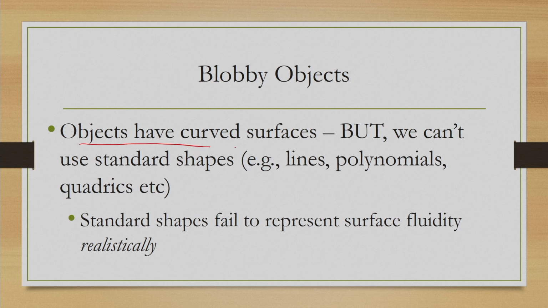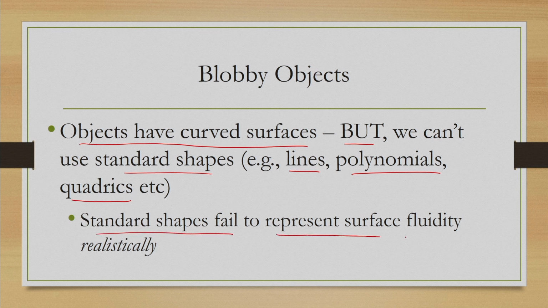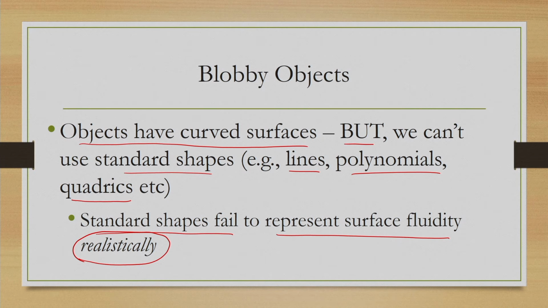Typically, these objects have curved surfaces, but we cannot use standard shapes like lines, polynomials or quadratic equations or quadrics to represent these shapes, because these equations or standard shapes fail to represent surface fluidity in a realistic way. So, we have objects which show some fluidity, whose surfaces are represented using some curves, but those curves we cannot represent using lines or polynomials or quadrics, because then we will lose the fluidic nature.